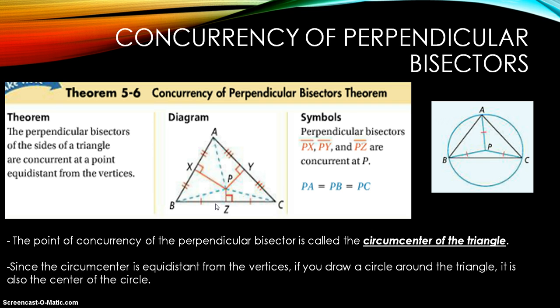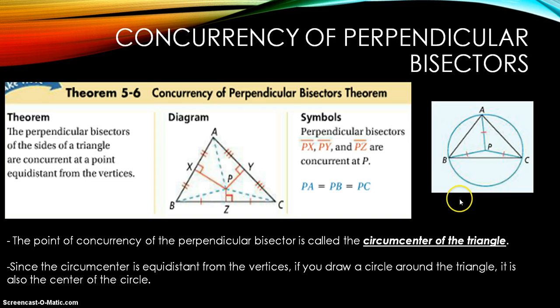And it's also different from a median because a median just cuts this into two congruent pieces but also goes to the vertex here. These are not going from the vertex. These are just the perpendicular bisectors of each side, and they're meeting at a point. And what this theorem is saying is that if I were to find the distance from that point to each of these vertices here, you would see that they're exactly the same.